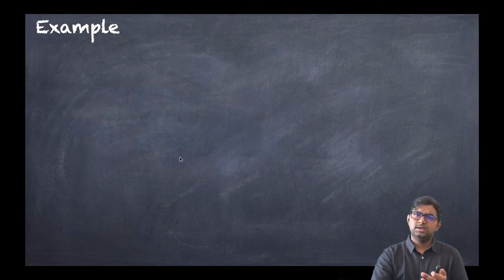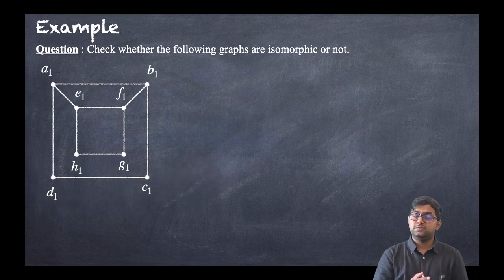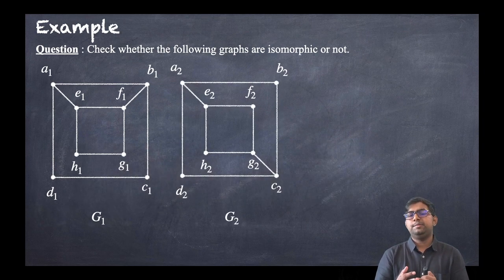Now let us discuss another example. Check whether the following graphs are isomorphic or not. This is a good example. This is the first graph, name it G1, and this is the second graph, name it G2.